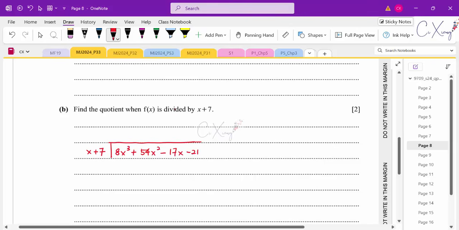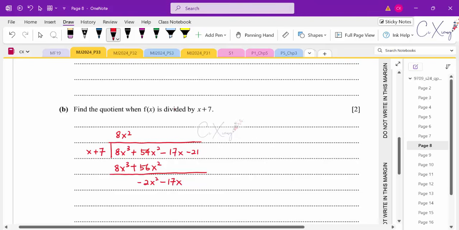Okay, so you ask yourself, something multiply with x to get 8x power 3. So the something here should be 8x squared. Something multiply with 7, so 8x squared multiply with 7, you have 56x squared. Then you draw a line. Then you take the term on top minus the term at the bottom, so you're having negative 2x squared for this part, and then negative 17x.